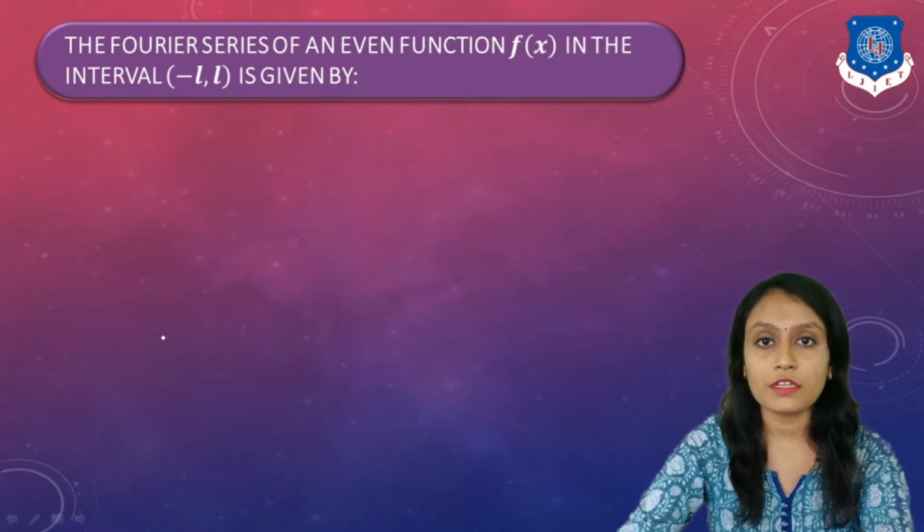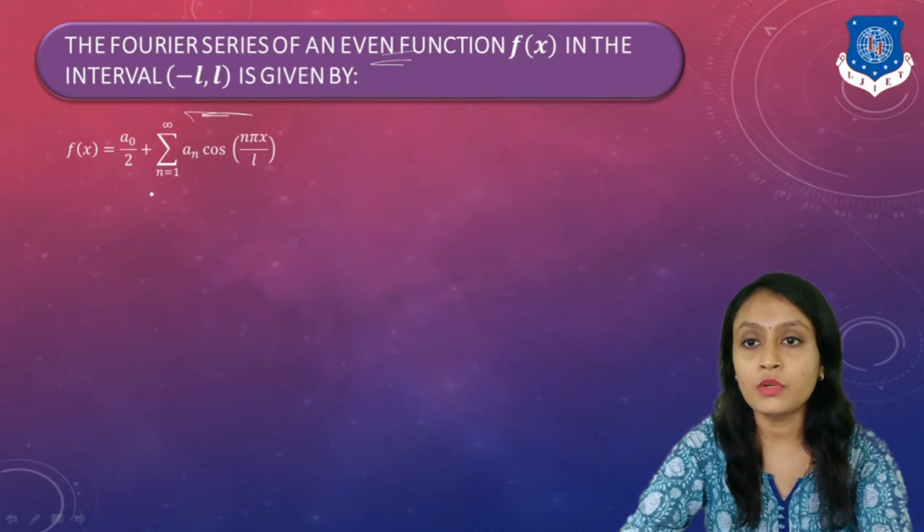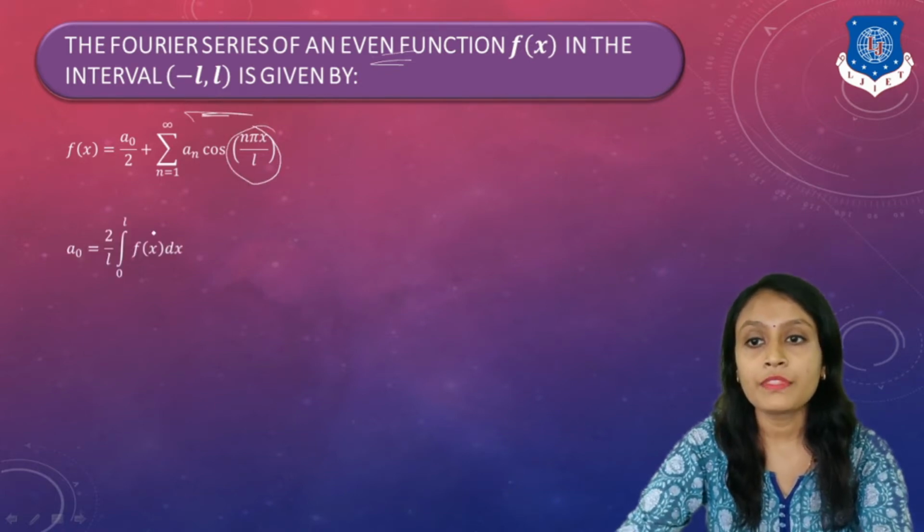So let's begin with the first topic, that is Fourier series of an even function f(x) in the interval minus L to L. So first thing, remember here we are taking an even function and in the interval minus L to L. Okay, so f of x will be a0 by 2 plus summation n from 1 to infinite an cos n pi x upon L. So whenever we have interval minus L to L, you have to write in this form, that is n pi x upon L.